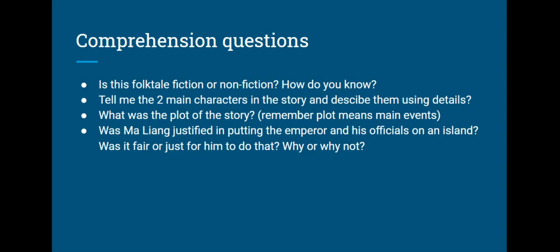Was Mo Ling justified in putting the emperor and his officials on an island? Was it fair or just for him to do that? What do you think? Why or why not?